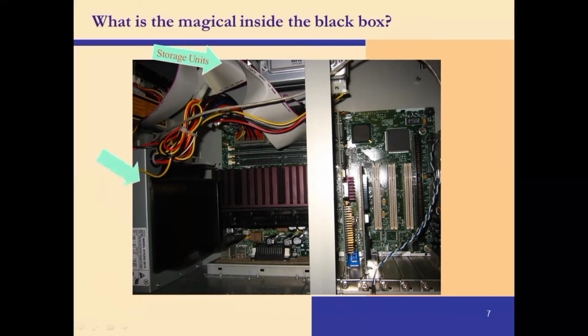Next is the power supply. Every device inside this black box, the system unit, is connected through wires to the power supply so that it can have power. The main wire is connected to it.